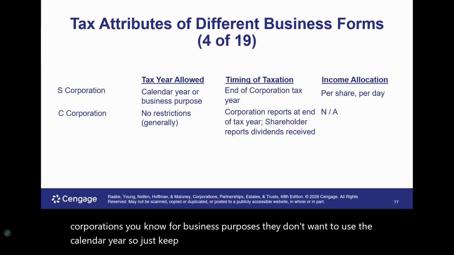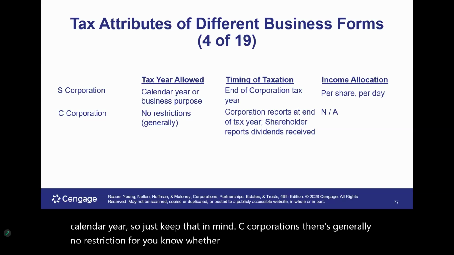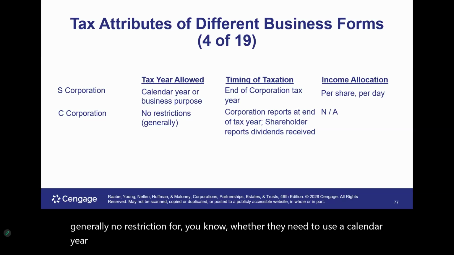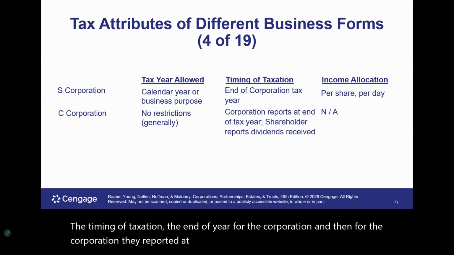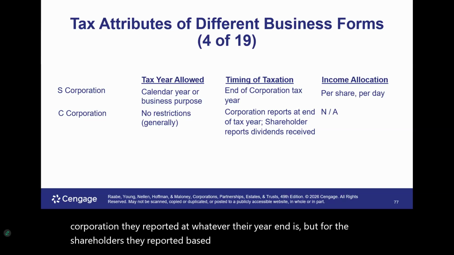For C corporations, there's generally no restriction on whether they need to use a calendar year or fiscal year. The timing of taxation is the end of the year for the corporation, and they report it at whatever their year end is. But the shareholders report it based on whenever the dividends have been received.